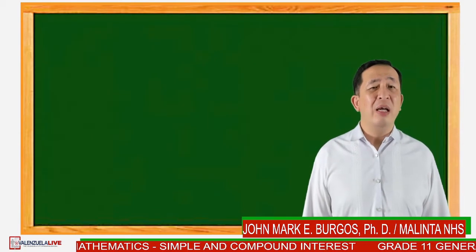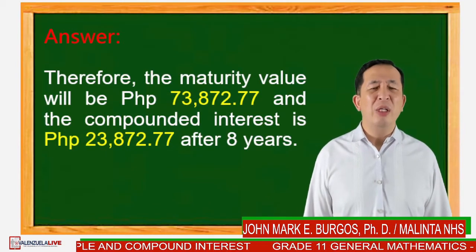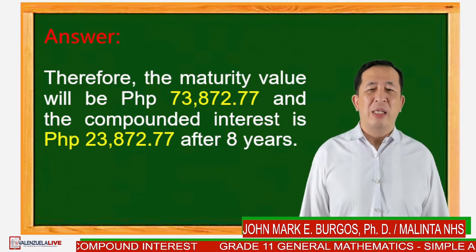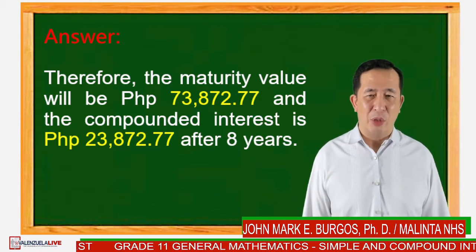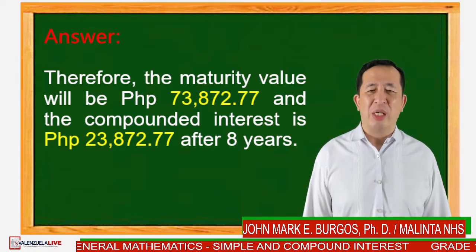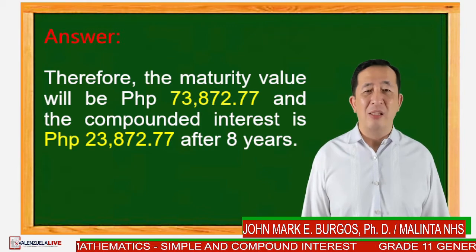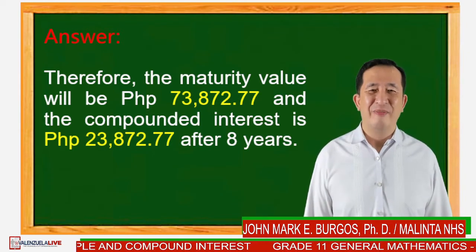Here is the conclusion or the answer. Therefore, the maturity value will be 73,872 pesos and 77 centavos, and the compounded interest is 23,872 pesos and 77 centavos after 8 years.